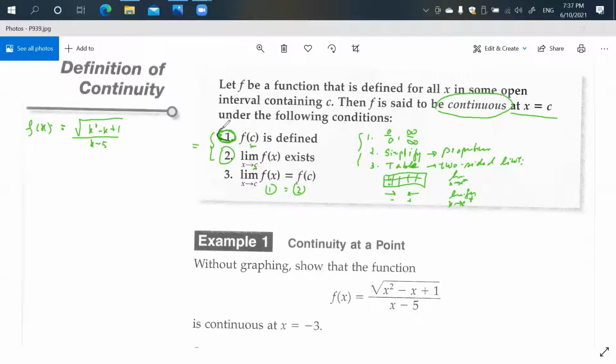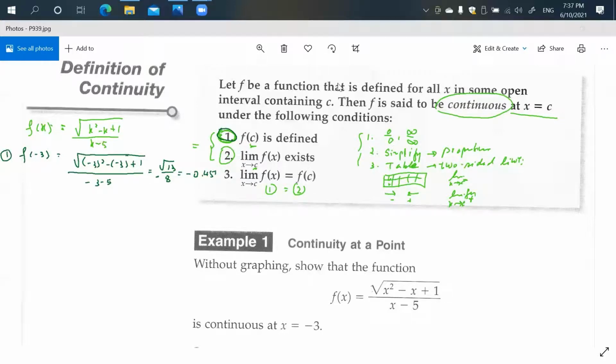I will use this green line here for the first step. You write down f of x when x equal to -3 equals, and then you replace it right away: square root of (-3 squared minus (-3) plus 1) over -3 minus 5. Simplifying, 9 plus 3 plus 1, so you have square root 13 over -8, which approximates to -0.451. So we got the first condition.